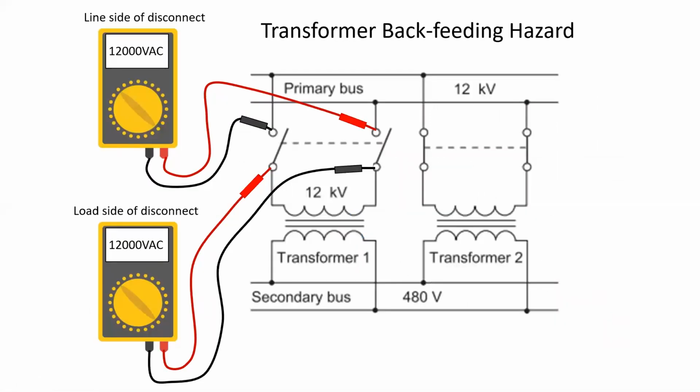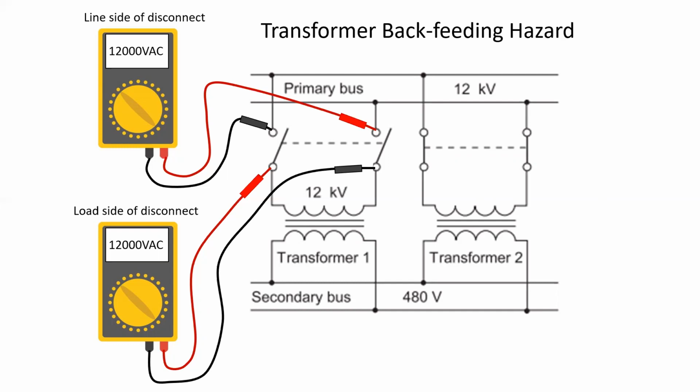So if you were to take your multimeter and measure the line side of the disconnect, you would read 12,000 volts AC, and you would expect that because it's connected to the primary bus. On the secondary side, you would also register 12,000 volts. And so that's something to be aware of. Just because you've opened the disconnect doesn't mean that anything is de-energized. The problem comes if someone tries to measure across the disconnect. So remember, the line side is 12,000 volts and the load side is 12,000 volts.